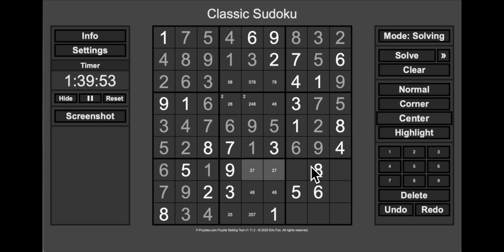I've got a 2, 7. I got a 4, 8. And I have no place for a 6 in box 8. Because it can't go here, it can't go here, and these two pairs rule out any of those 4 cells from being a 6.